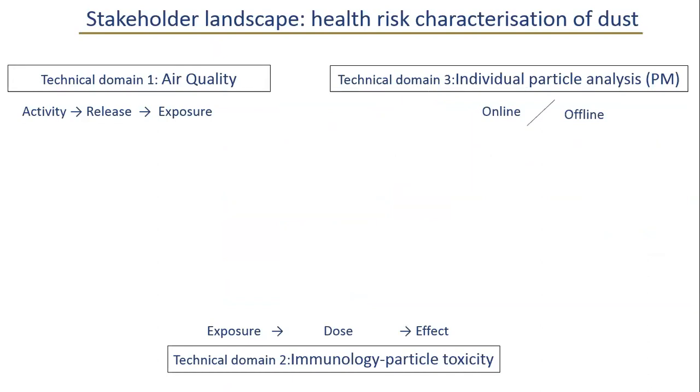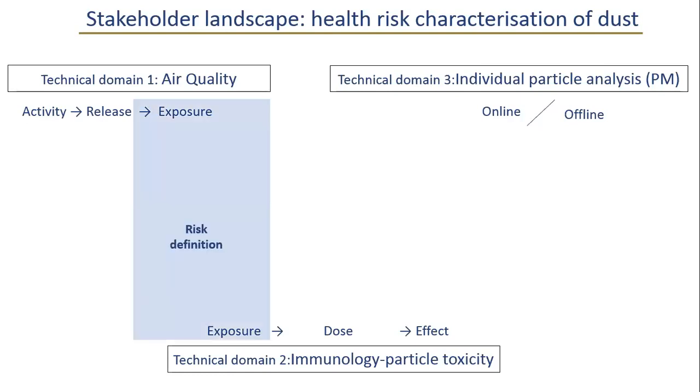The second domain is the immunology and particle toxicity domain, which generally works around the relationship between exposure, dose, and effects. The third domain is that of individual particle analysis of particulate matter, which is that PM in brackets. And this involves the analysis of the physical and chemical components of dust, which is either conducted online, which is in real time, or offline, once the dust sample has been collected.